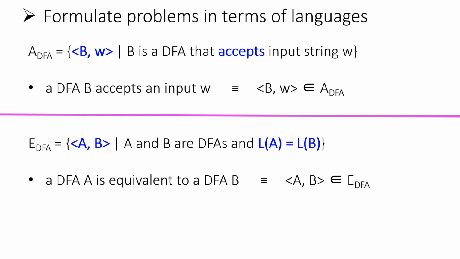Similarly, if we want to test whether two DFAs are equivalent, we only need to check whether AB is a member of language EQ_DFA. With this transition, from now on, we only talk about language acceptance problems.